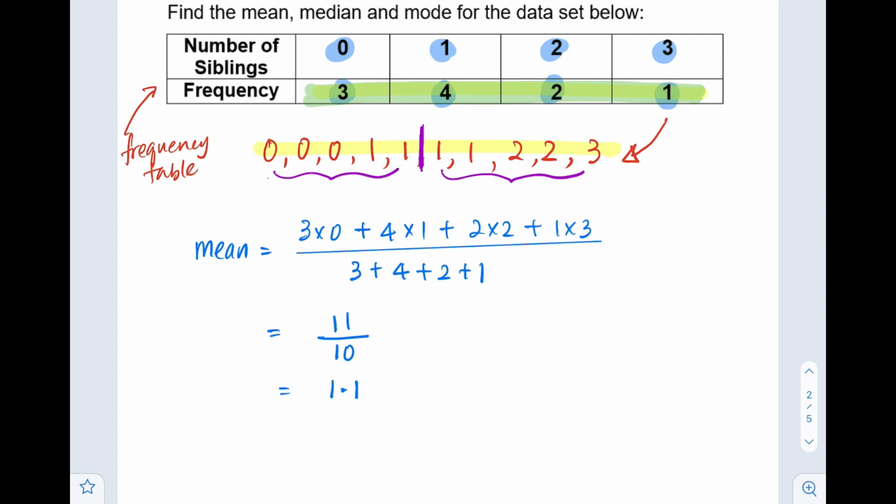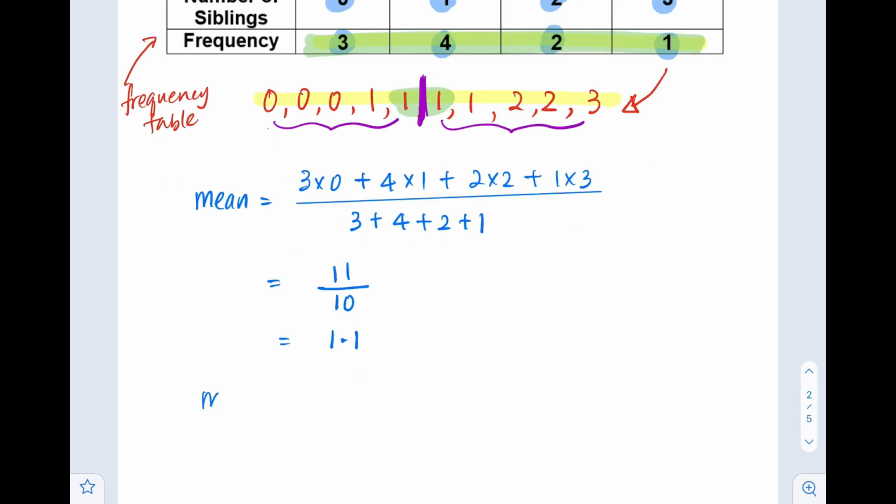We can see from here that the median is an imaginary number in between these 2 data values over here. Then the median would be 1 plus 1 divided by 2, which is simply 1. Please try to write this working over here. This is to show the examiner that you know that you have an even number of data points and you are taking the average of the 2 data values in the middle of your data set to find the median.